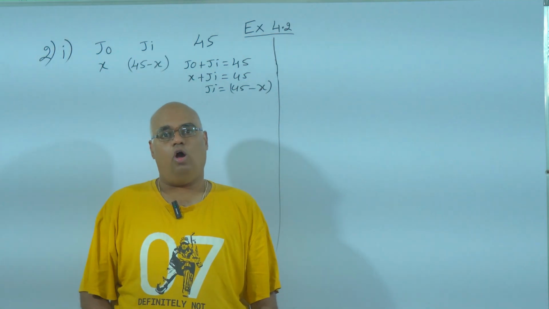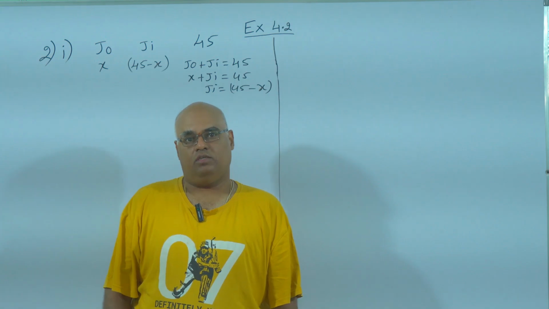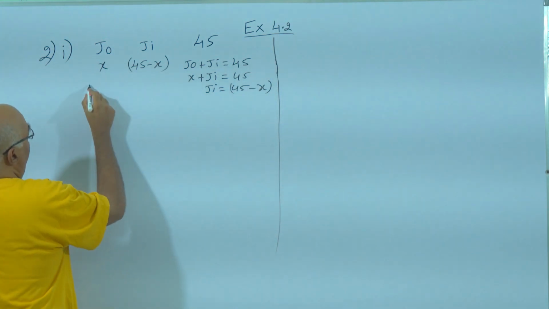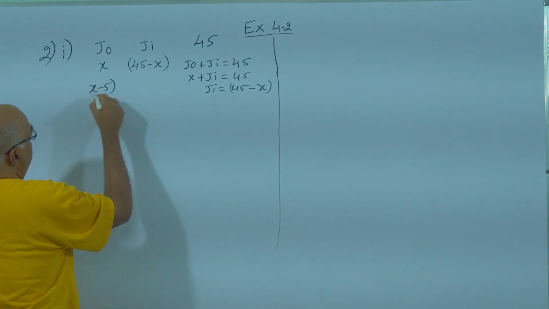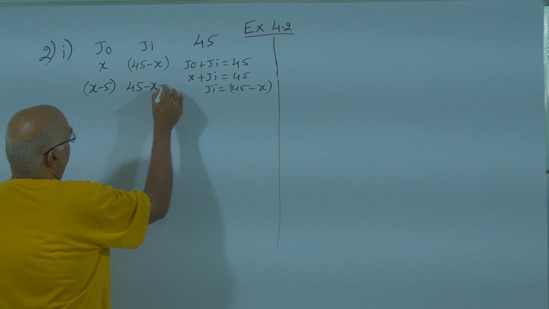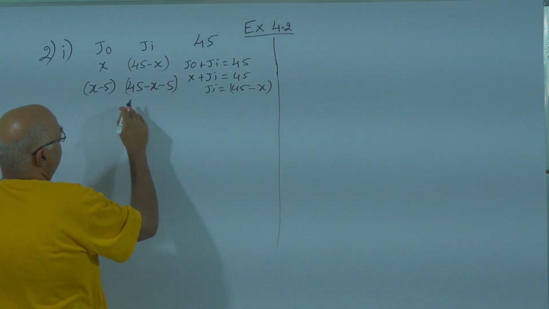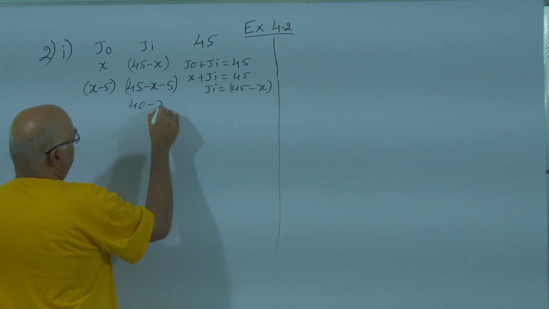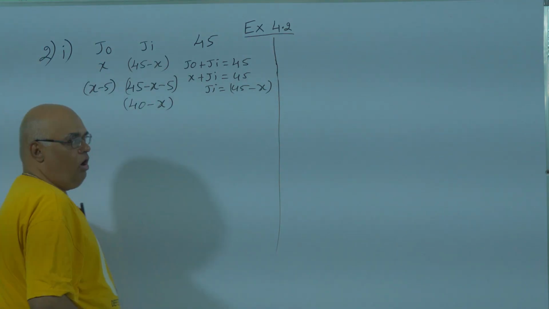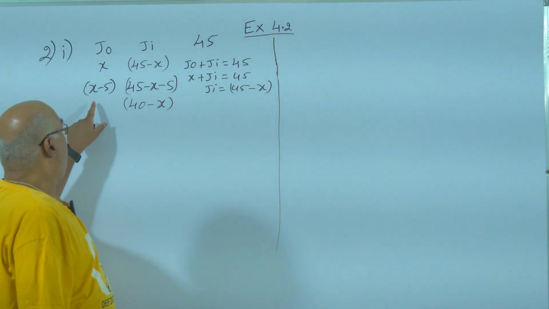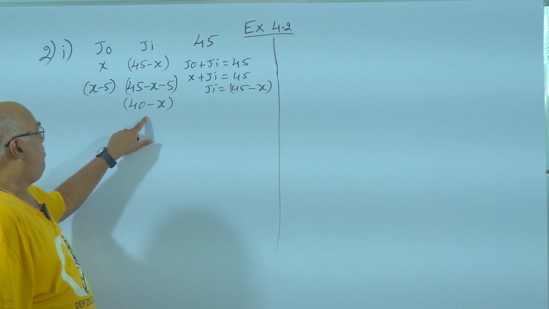Now both of them lost 5 marbles each. So after losing 5 marbles each, John will have X minus 5 marbles and Jivanti will have 45 minus X minus 5 marbles. So 45 minus X minus 5 is nothing but 40 minus X marbles. So after losing 5 marbles each, John is having X minus 5 marbles and Jivanti is having 40 minus X marbles.